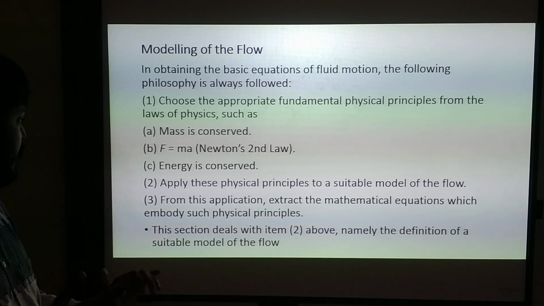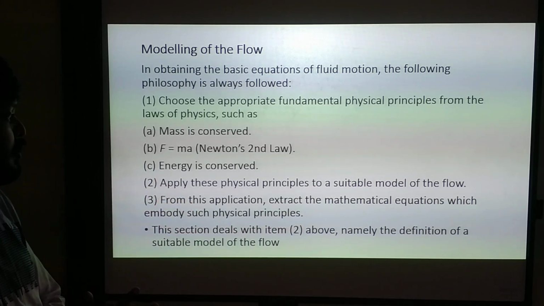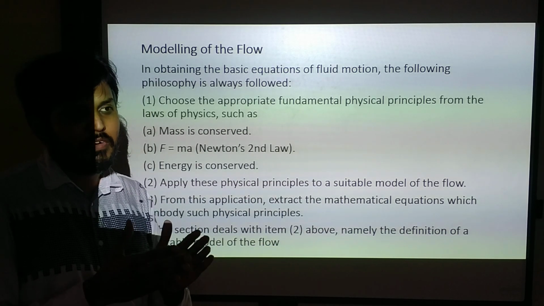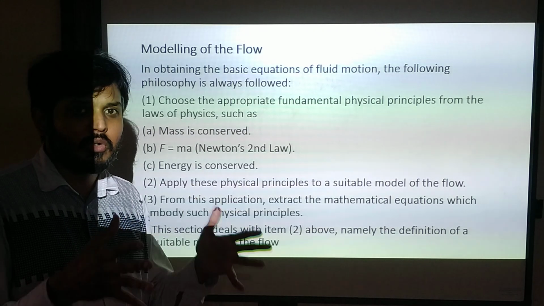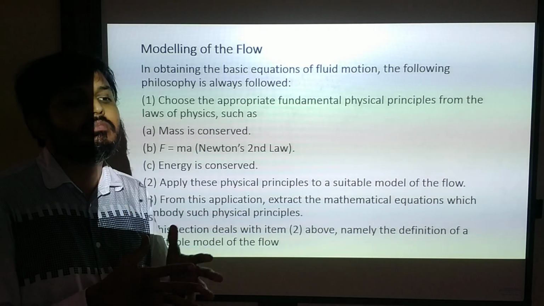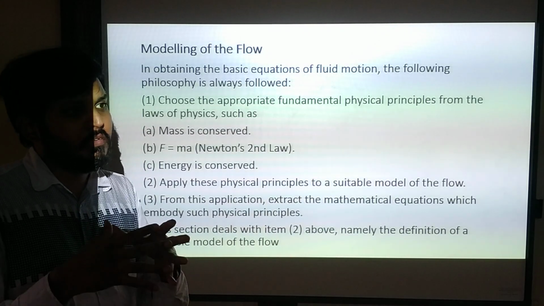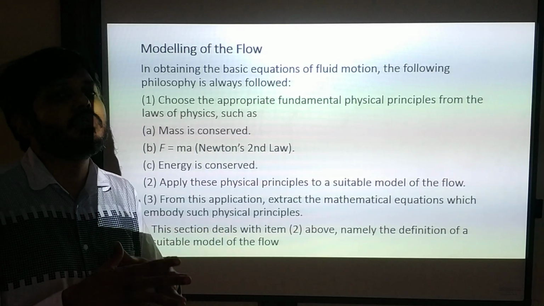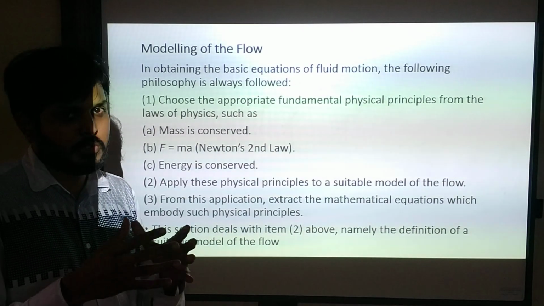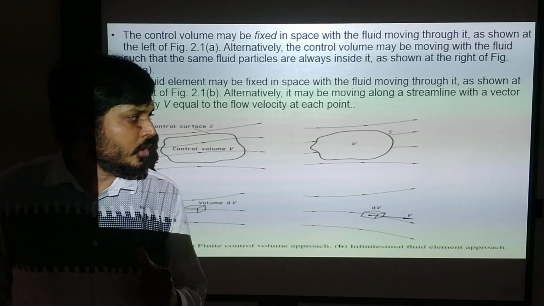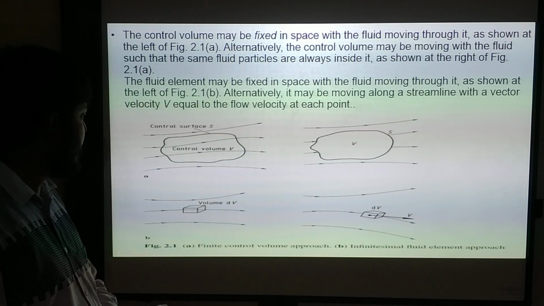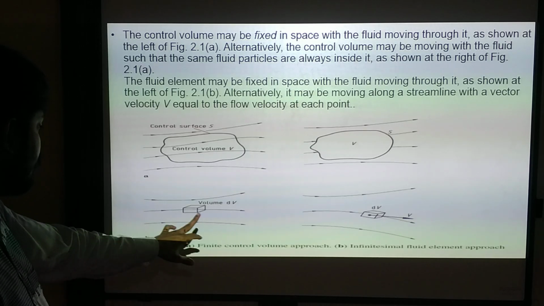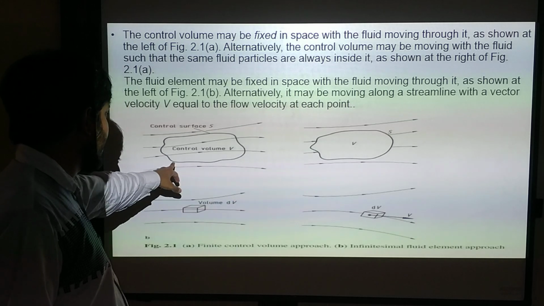This section deals with item 2, that is applying the physical principle to a suitable model of flow, namely the definition of a suitable model of flow. It may be an infinitesimal small element, or it may be the control volume approach. In FDM, that is the finite difference method, we will use the infinitesimal small element approach, and in the finite control volume approach, we will use a finite control volume. If we see these models in our figure 2.1, the first is A, the finite control volume approach.